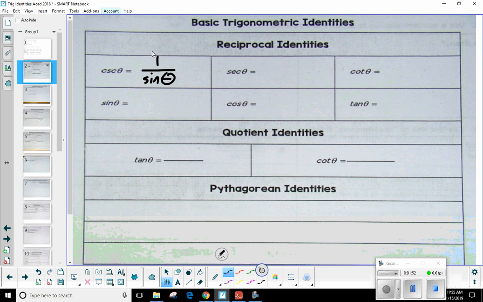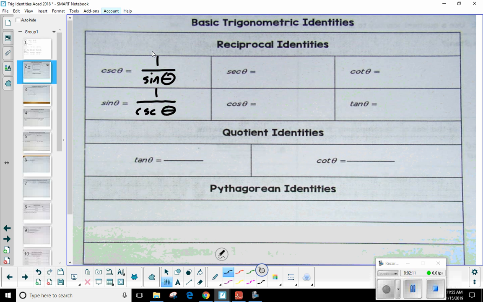So by the same token, sine, I could write it as 1 over cosecant of theta. Those are interchangeable. I can replace one with the other. Isn't that right, Genevieve?